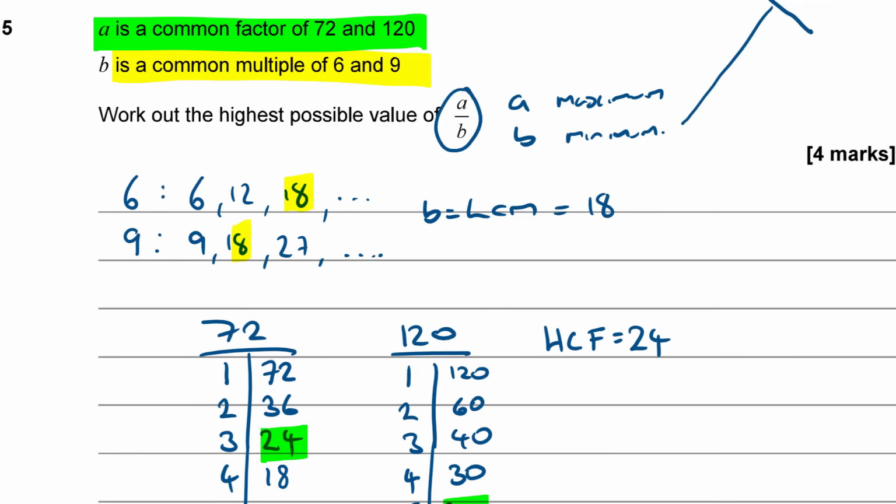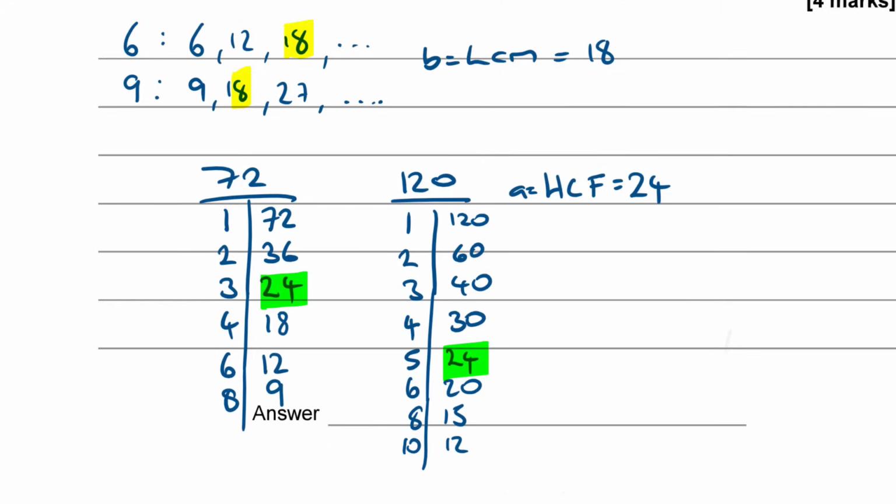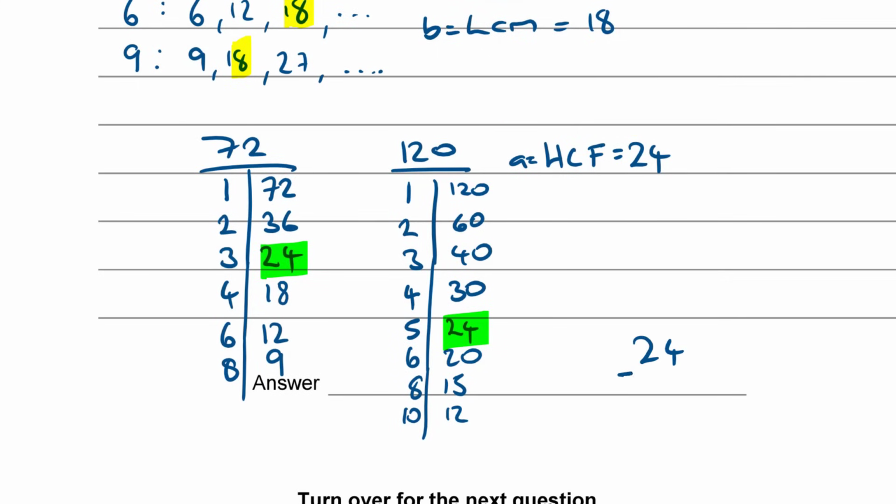Okay, so what's the highest possible value of A over B then? That was my A value, wasn't it? 24, and B is 18. So my highest value is going to be 24 over 18. Okay. Which I could cancel down, but I'm not sure I need to. So it could simplify to 4/3. Also an acceptable answer.